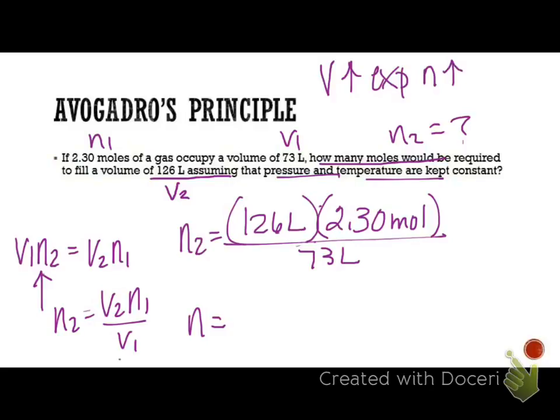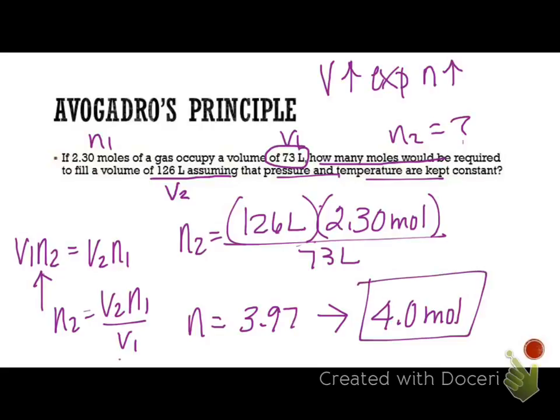So I multiply the top and divide by the bottom, and I need 2 significant figures because of this one right here. So I would get my answer, and it actually comes out to 3.97, but when I round that to 2 significant figures, I would get 4.0 moles. And that would be my answer. And that ends today's lesson.